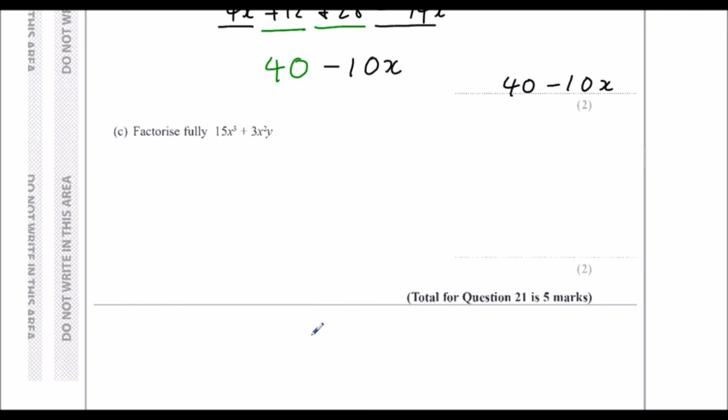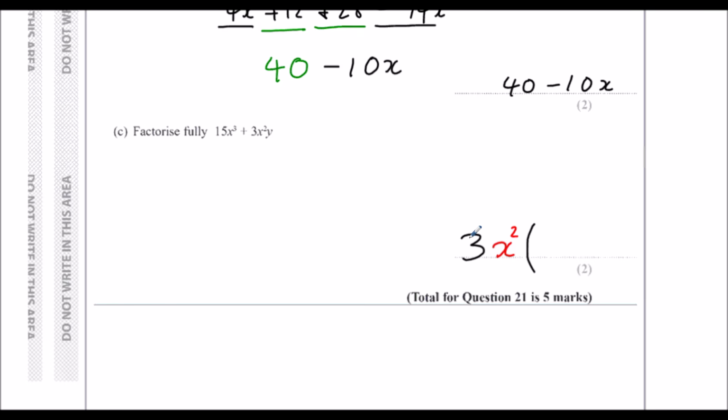Part C, factorise fully, 15x cubed plus 3x squared y. So we're going to take outside of the brackets the things that are common to both. So 15 and 3 are both in the 3 times table, so 3 can come outside, and they've both got x squared in them. So x cubed is x times x times x, x squared is x times x, so we can take x times x, x squared, outside of the brackets.